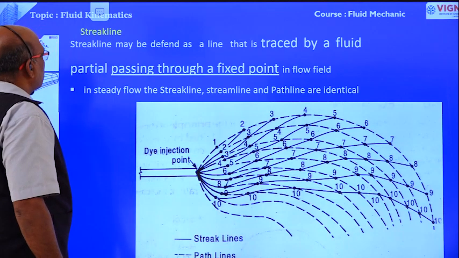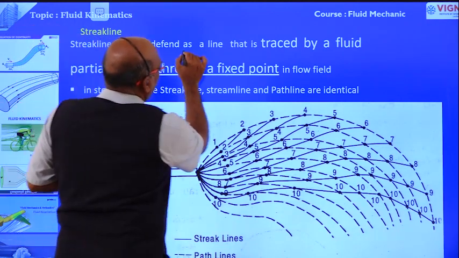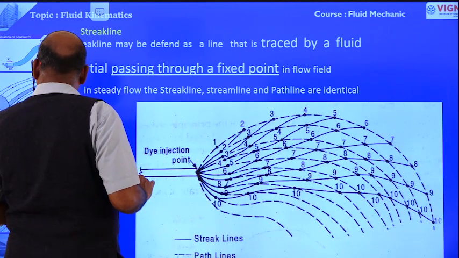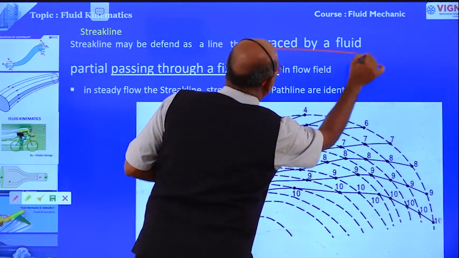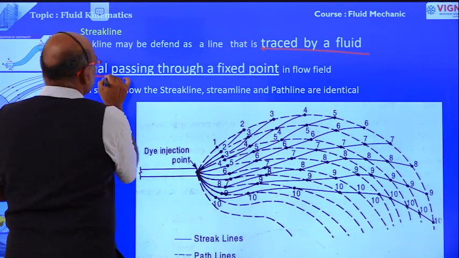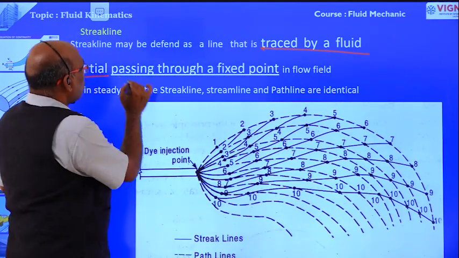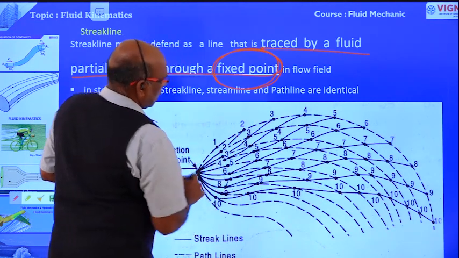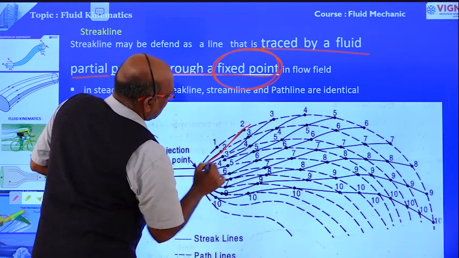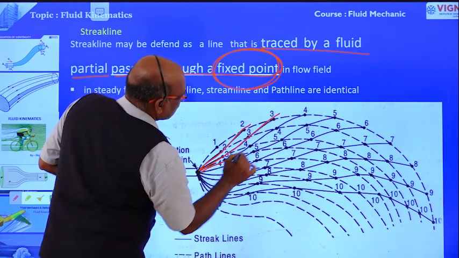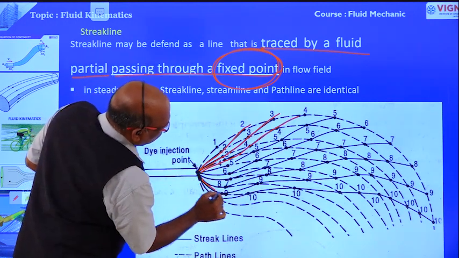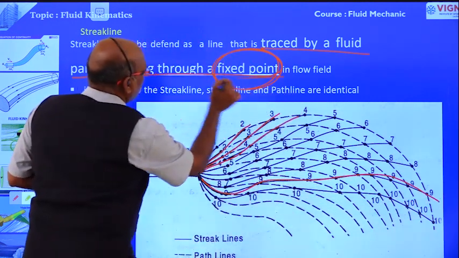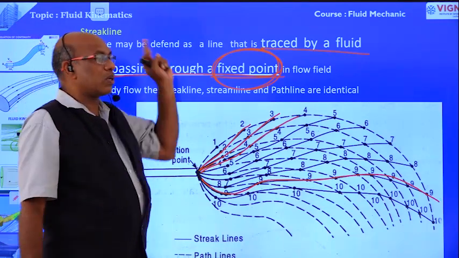Streak line may be defined as the line traced by fluid particles passing through a fixed point. These are the same lines, and these are the fixed points, 9, 9, 9, passing through a fixed point. That is known as a streak line.